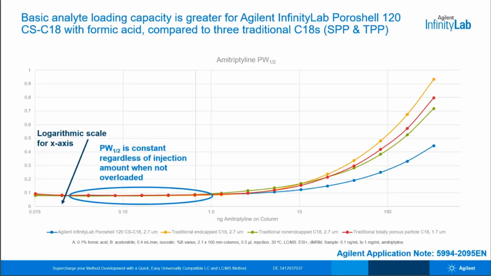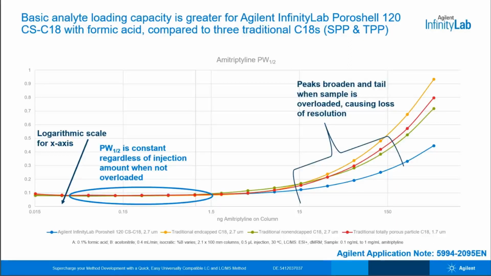When loading is low, you can see that all columns perform similarly, with narrow, sharp peaks. However, as we inject more sample onto the columns, peaks begin to broaden, which can cause a loss of performance and resolution. The largest differences in performance happen at high sample load, and you can see that the blue CS-C18 curve stands out from the pack by maintaining relatively narrower peaks and higher performance throughout the loading experiment.